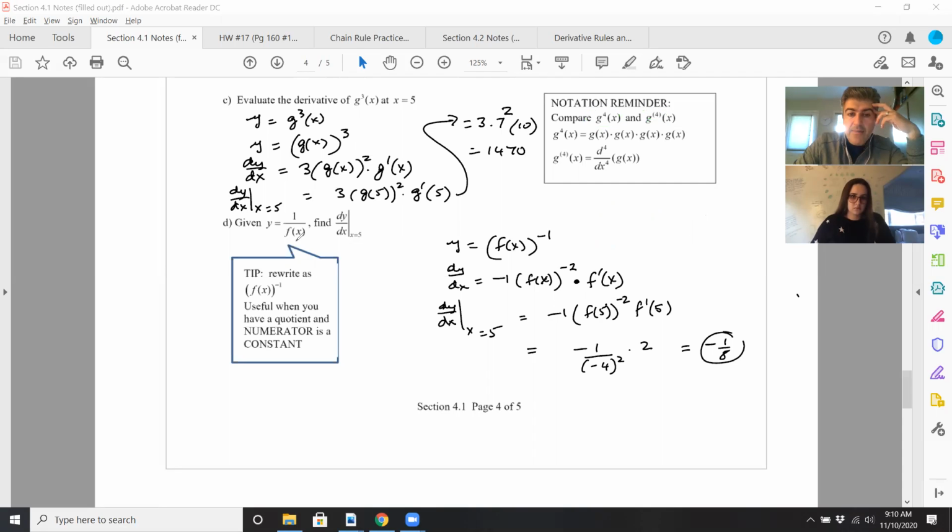Keep in mind, if you have 1 over f of x, then make it f of x raised to -1. But that's different from this one. Remember, that means an inverse function, right? That's a totally different thing. We're going to do that, I believe, on Thursday. We're going to do derivatives of inverse functions. So keep that in mind there.